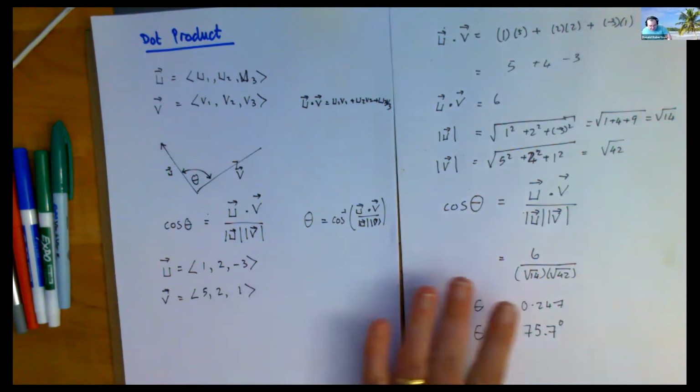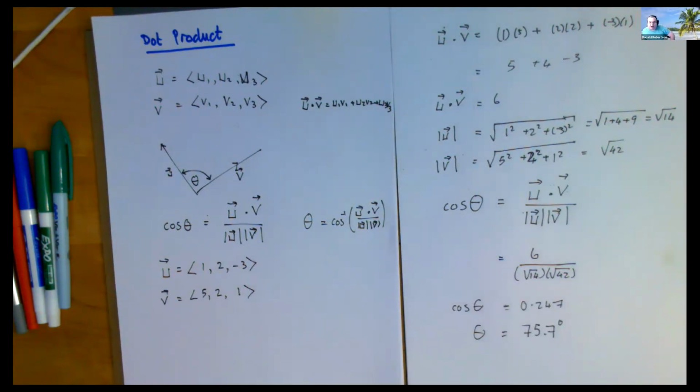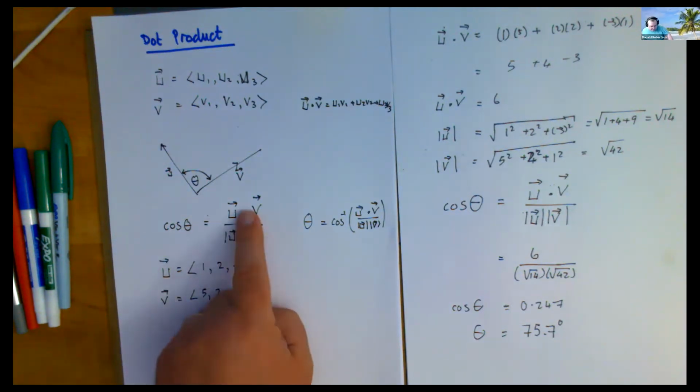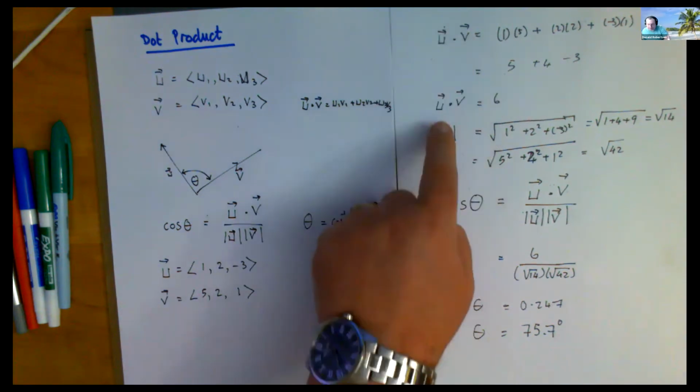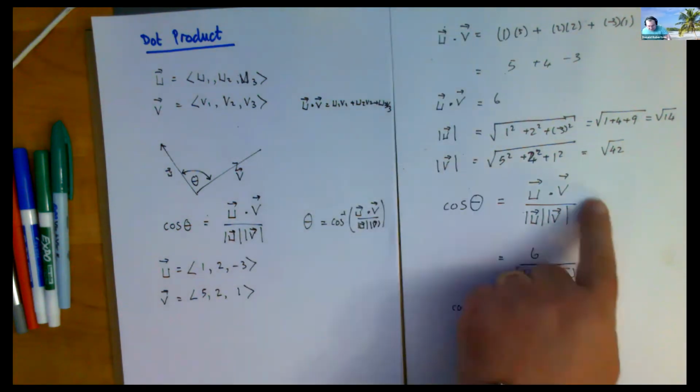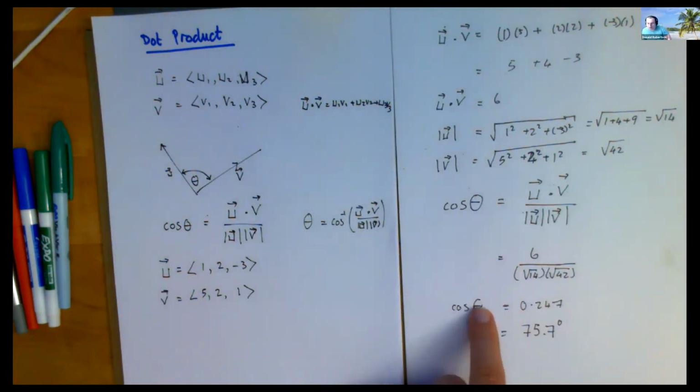And that's pretty much how you do a dot product. In my opinion, it's very plug and chug, isn't it? You've got a formula. Each piece of that formula you can calculate. You put all the pieces together. You find out what the cosine of the angle is, and then inverse cos, you're done.